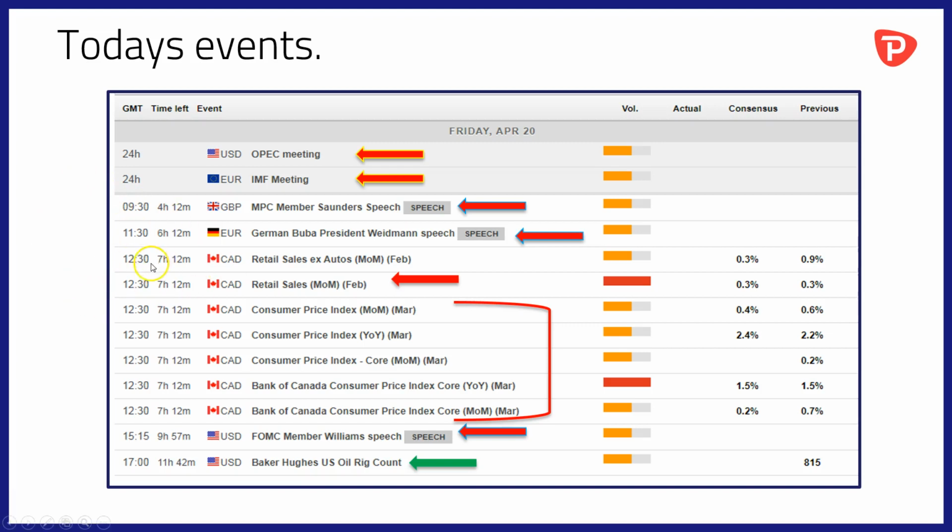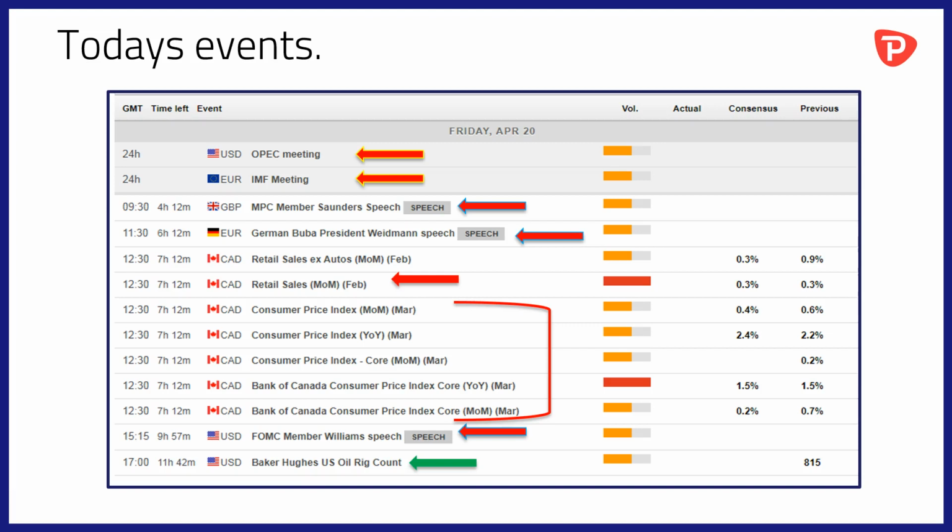In terms of data releases, it's mostly focused on Canada today, with Canadian retail sales month on month for Feb out at 12:30, accompanied by the key consumer price index data for Canada, core and broad measures there, and the Bank of Canada's own inflation data being released as well. That's of great importance, really, given the Bank of Canada's standoffish stance, can I call it, on interest rate raises at the moment.